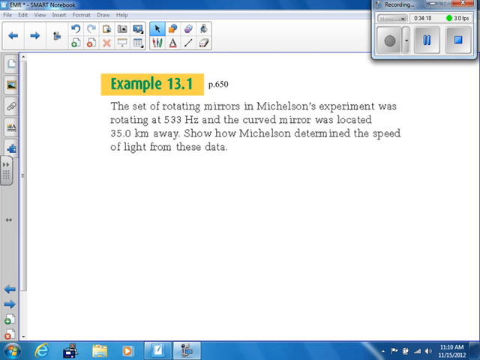We're going to do example 13.1 on page 650 now, which is going to answer that question for Daxon as well as a couple other questions here. It says a set of rotating mirrors in a Michelson experiment was rotating at 533 hertz. Okay? We know the frequency of these rotating mirrors. And the curved mirror was located 35 kilometers away. Show how Michelson determined the speed of light from this data. Let's just determine it. That'll show how he determined it.